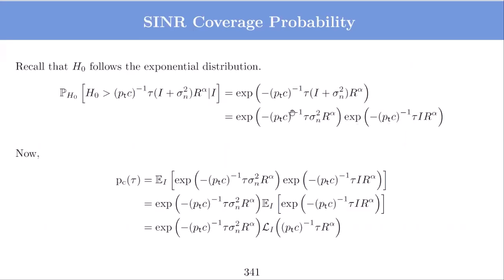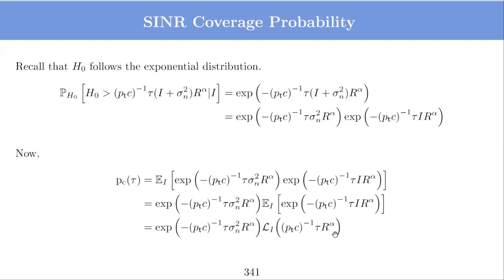Okay, so this is a constant term. It does not depend on I, so I can take it outside the expectation here. And this one is inside the expectation. If you look at this, PTC inverse tau r^alpha is a constant. So this is the expectation of exponential minus some constant s into I. This is nothing but the Laplace transform of I evaluated at that constant. So this will be the Laplace transform of I evaluated at PTC inverse tau r^alpha.